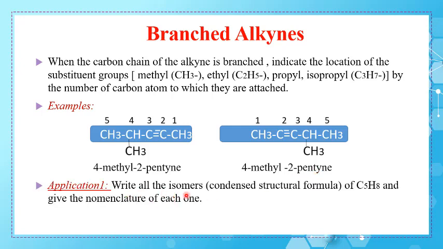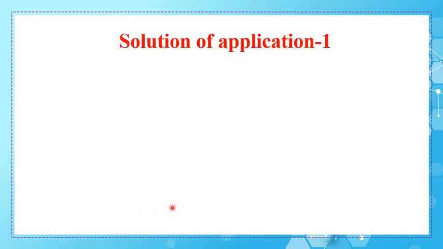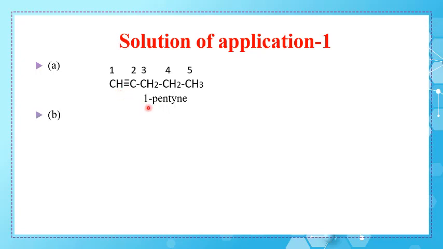Application 1. Write all the isomers condensed structural formula of C5H8 and give the nomenclature of each one. Okay. Solution of application 1. I take first the straight chain and I put the triple bond between the first and the second carbon atom. So the nomenclature is pentane because we have 5 carbon atoms, and the position of the triple bond is on the first carbon atom, so the nomenclature is 1-pentyne.